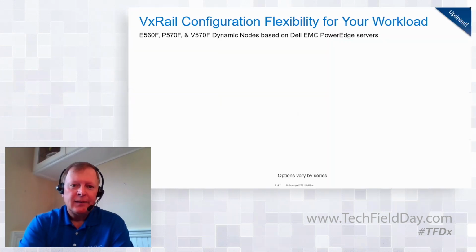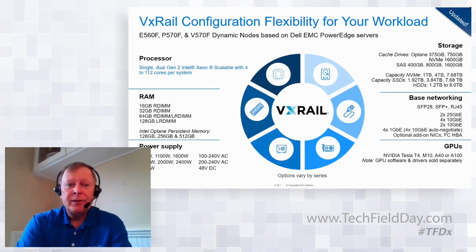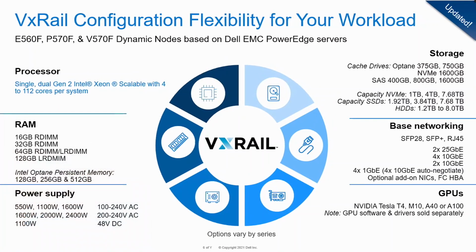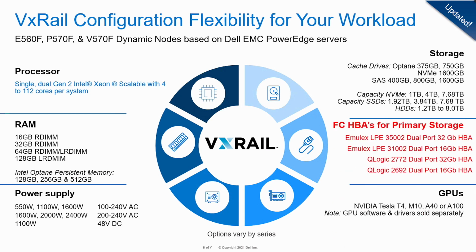So what's changing? You may have seen all the different configuration options available for VxRail nodes. There's a slew of different options. The dynamic nodes will be focused on the E560F, the P570F, and the V570F. And you can have processor options, memory options, power supplies, GPUs, and networking interfaces. But what's changing here is we're elevating the role of the Fibre Channel HBAs to support a primary storage role with these nodes. Those HBAs we offer are the 16 and 32 gig Emulex and QLogic HBAs.